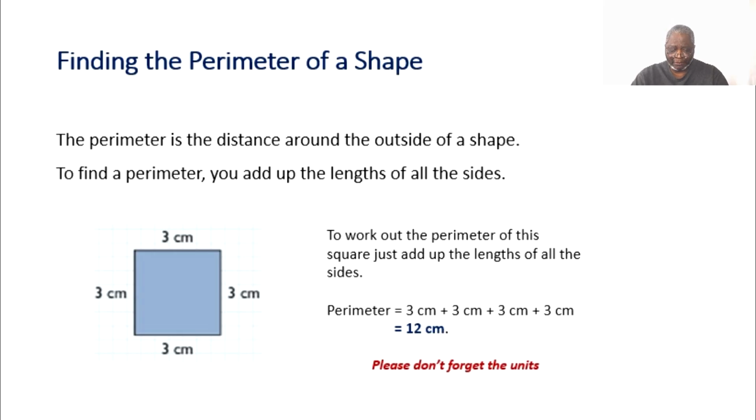To work out the perimeter of this square, just add up the lengths of all the sides. Why? Because it's a square, so all sides are equal. So the perimeter would be 3 plus 3 plus 3 plus 3, which is equal to 12, or 3 times 4, which is equal to 12. But do not forget the unit, because in this particular lesson, units are extremely important, so you need to be conscious and aware of the units you're using.